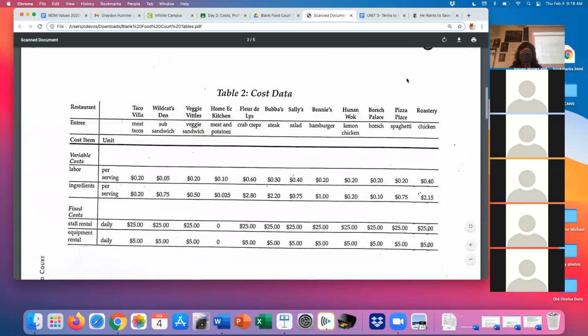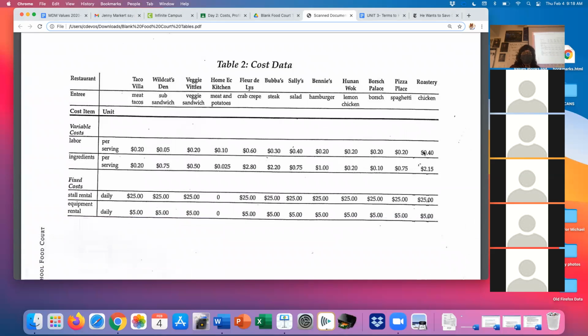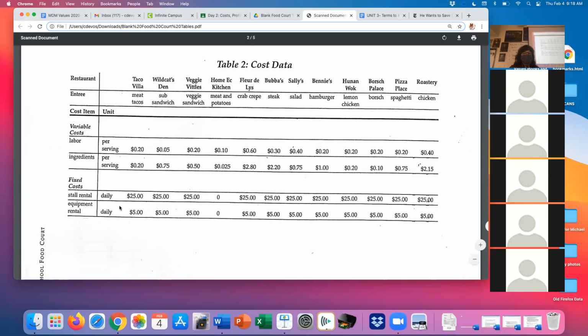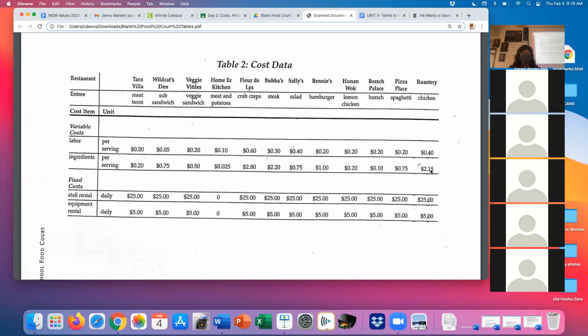If we look at the roastery, they have really high costs. Everyone's got this $30 fixed cost except for home ec kitchen, right? But the roastery's ingredients are really expensive, $2.15. I think they've got some of the most expensive ingredients, even more than Bubba's. Oh yeah, and the fleur de lis. So you'll notice roastery, Bubba's, and fleur de lis have really expensive ingredients. And they might also have more expensive labor to go with that, like a skilled grill master doing the steaks.